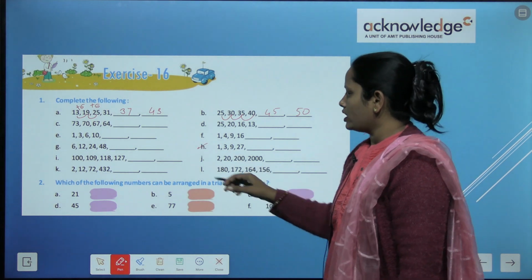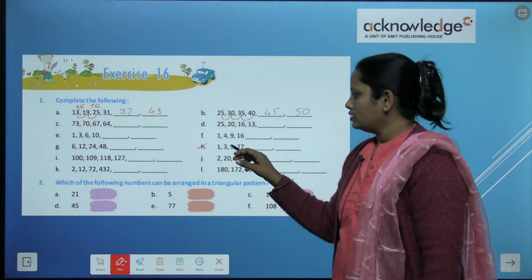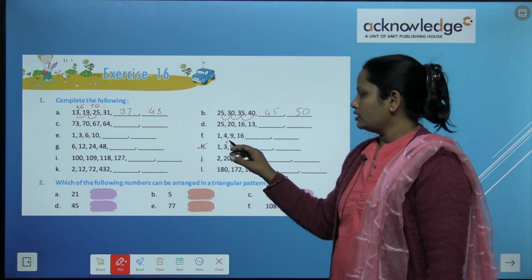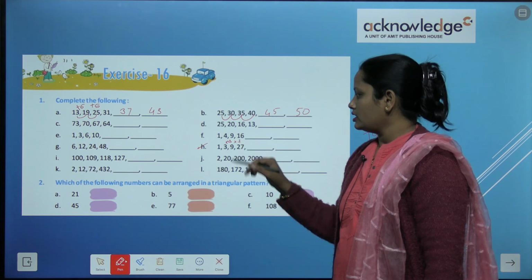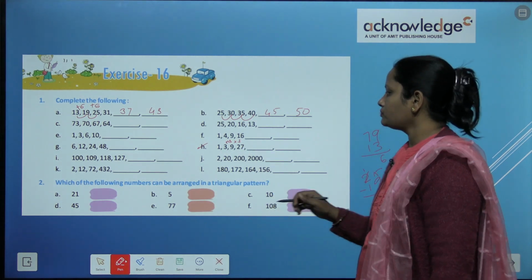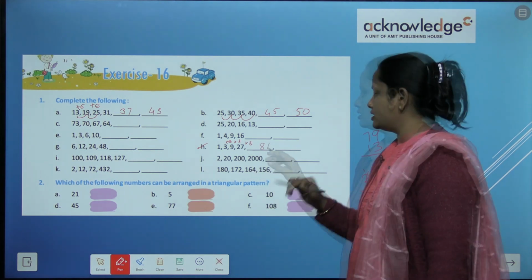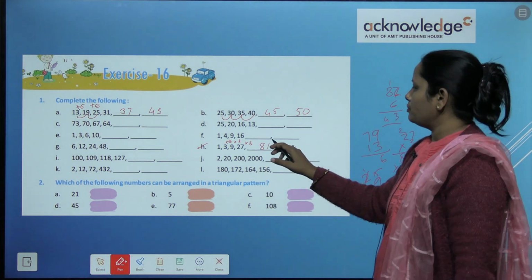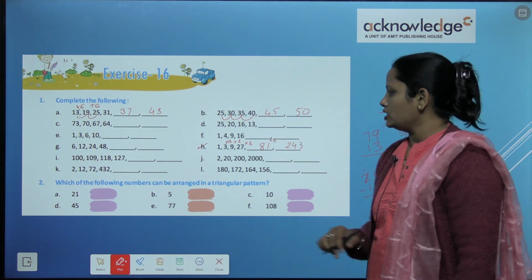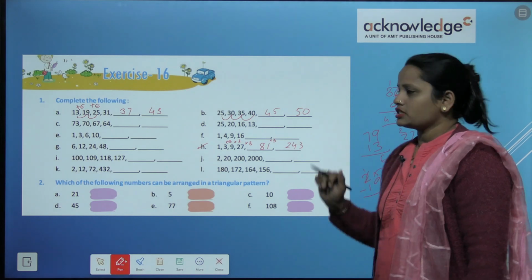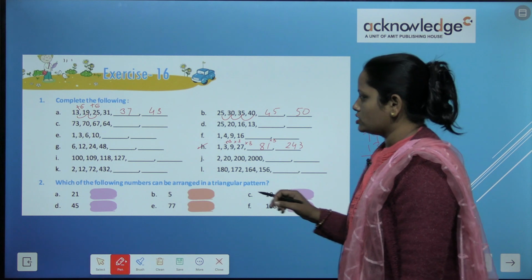Let's do this H1. 1. Now 3. Now 3 multiply 3 is 9. 9 multiply 3 is 27. Now 27 multiply 3 is 81. Now when we multiply 3 here, we get 243. So this is the pattern that is to be followed here. So similarly children, you have to do the rest questions.